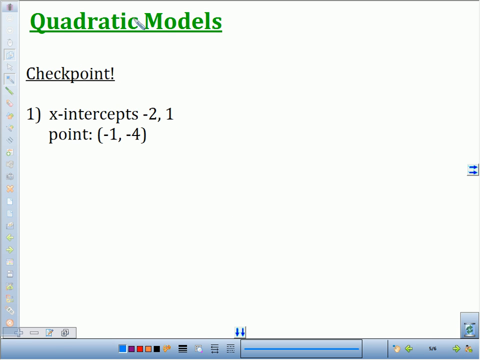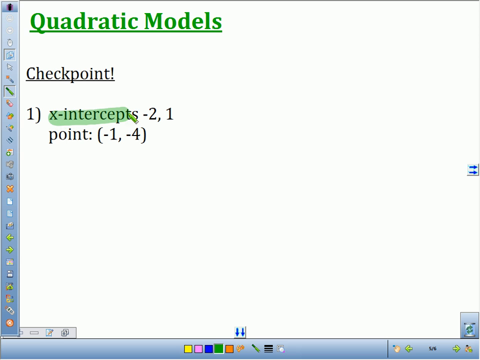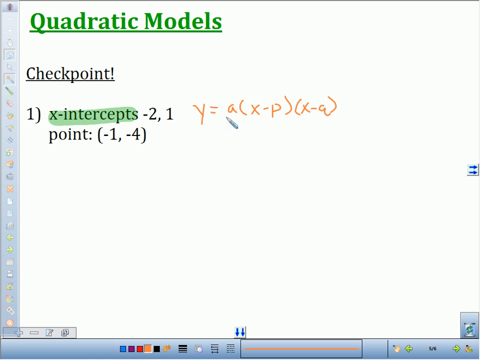All right, let's look at the checkpoint questions here just to get some more examples under our belt. Here we're told that we have x-intercepts -2 and -1. We're given x-intercepts, so we want to use intercept form. That's y equals a times (x minus p) times (x minus q). Now, we have to plug in p, q, x, and y to solve for a. So we're just going to plug in a whole bunch of numbers. That's the first thing we want to do.